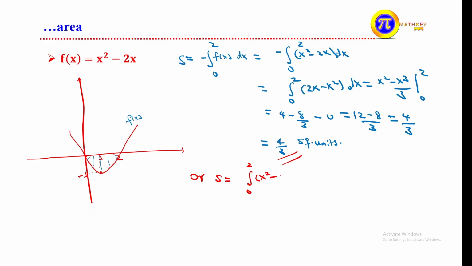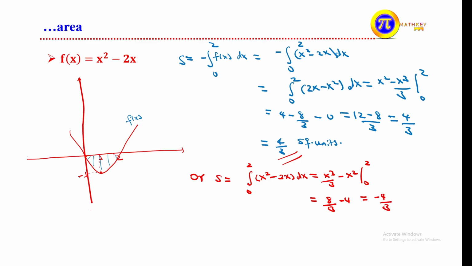For the integration of x square, that is x cubed over 3 minus 2x, its integration is what? Minus x between 0 to 2. Then substitute the values. When substituting the value, it becomes 8 over 3 minus 4. The LCM is 3, so 8 minus 12 means what? This is equal to negative 4 over 3.